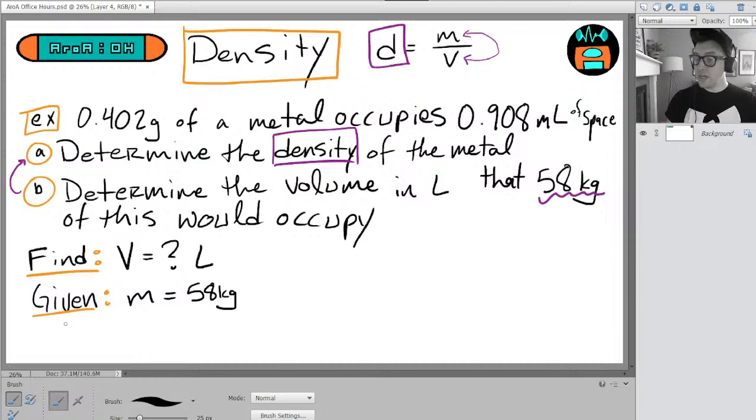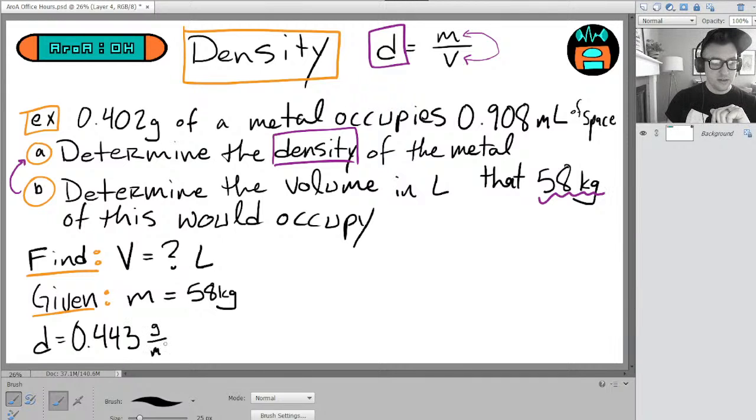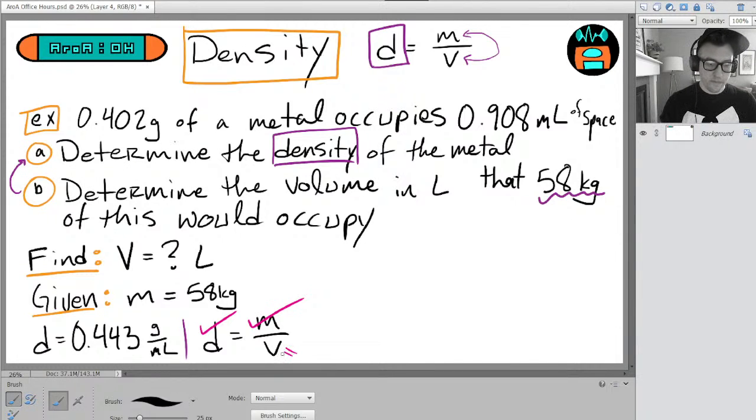All right, so for given information, I actually didn't give this to you, but you determined it yourself in part A. You know that the density of this metal is 0.443 grams per milliliter. And you also know that the density of a metal is equal to its mass divided by volume. Now, when you look at this, we know our density, we know our mass, we can find our volume if we solve this expression algebraically.